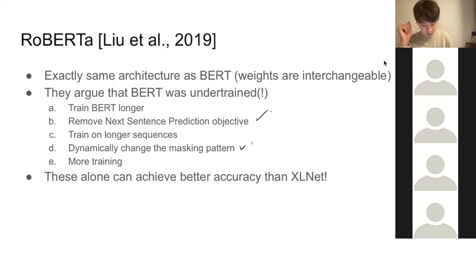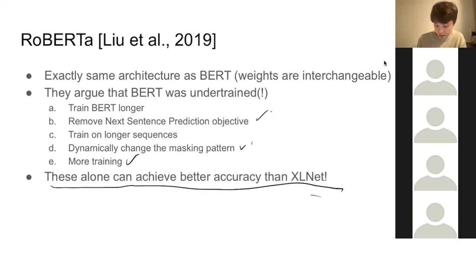It was an interesting thing. I don't know why they did that. I think the reason was that they wanted to make it fast, so they did the masking offline and then didn't change it at all. And more training. Then they showed that this alone can achieve better accuracy than XLNet. Because RoBERTa was the same architecture, which is simpler than XLNet, and it's working better, so why not use RoBERTa?